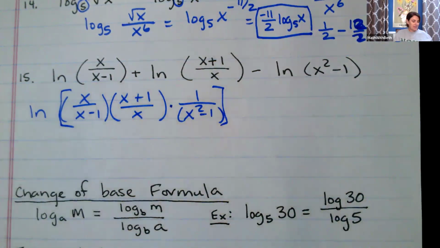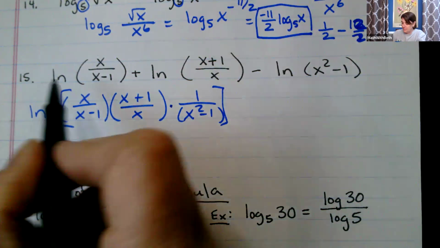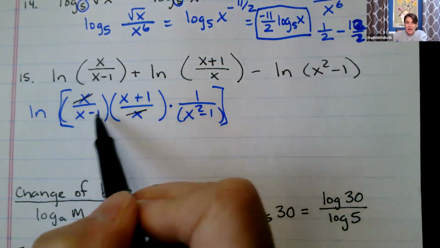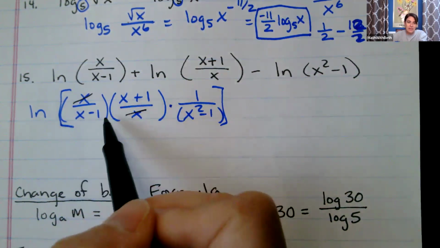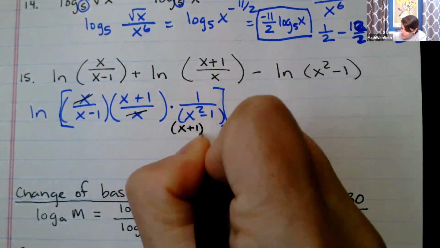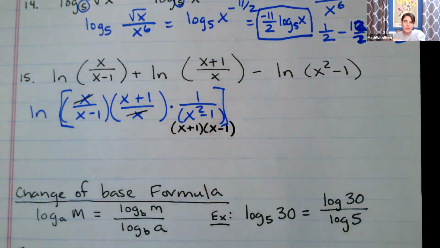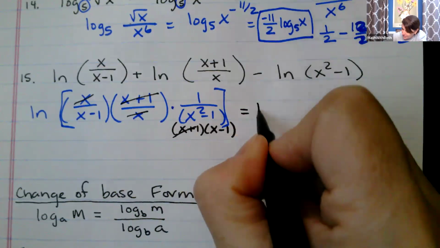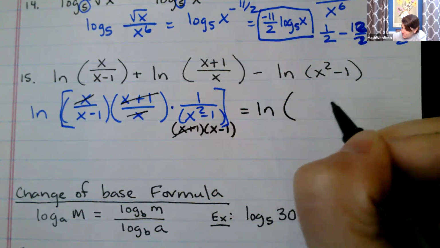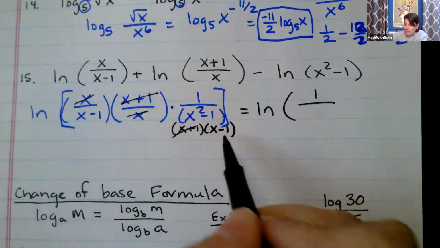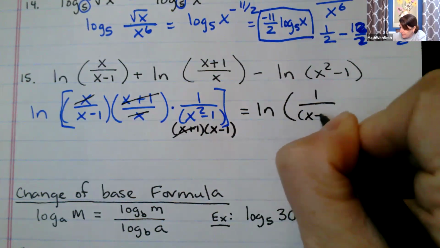So first of all, the x's can be reduced because I have an x on top and an x on the bottom. These cannot be reduced because x plus 1 is not the same as x minus 1, but this can be factored to x plus 1 and x minus 1. So now I'm going to factor that. And so what do I have left? I have a 1 on top, and I have an x minus 1 and another x minus 1 on the bottom.